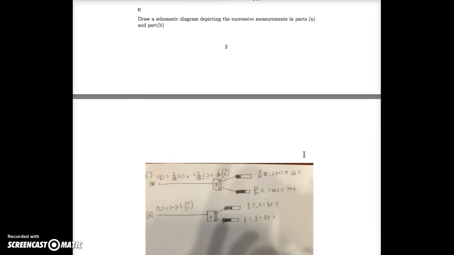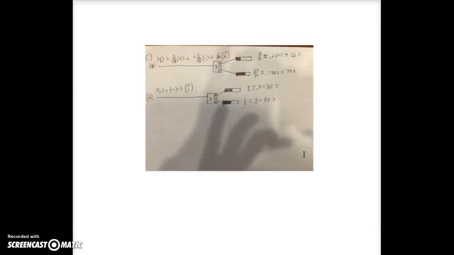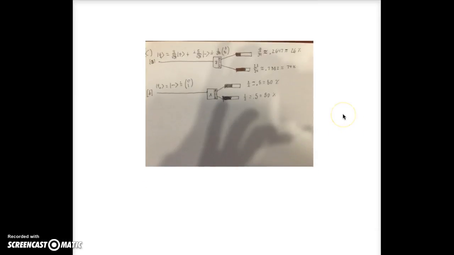So part C asks us to draw a schematic diagram depicting the successive measurements in part A and part B. And I have that shown here. So here is our incoming quantum state, and going through a Stern-Gerlach detector, and we found that spin up for part A measured along the z-axis is 9/34, which is about 26%. And then for spin down, it's 74%.